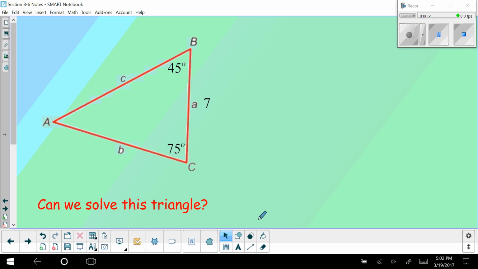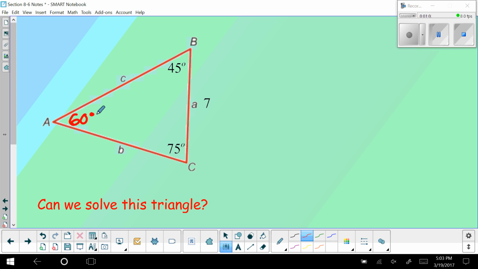So we've been working with right triangles, and here we have triangle ABC, where the measure of angle B is 45 degrees, the measure of angle C is 75 degrees. We know the length of BC, which I've called A, is 7. And if we wanted to solve this, we could easily find the measure of angle A, because we know that the 3 angles in a triangle have to add up to 180. So 45 plus 75 is 120. Subtract that from 180, and we do get that the measure of angle A is 60 degrees.